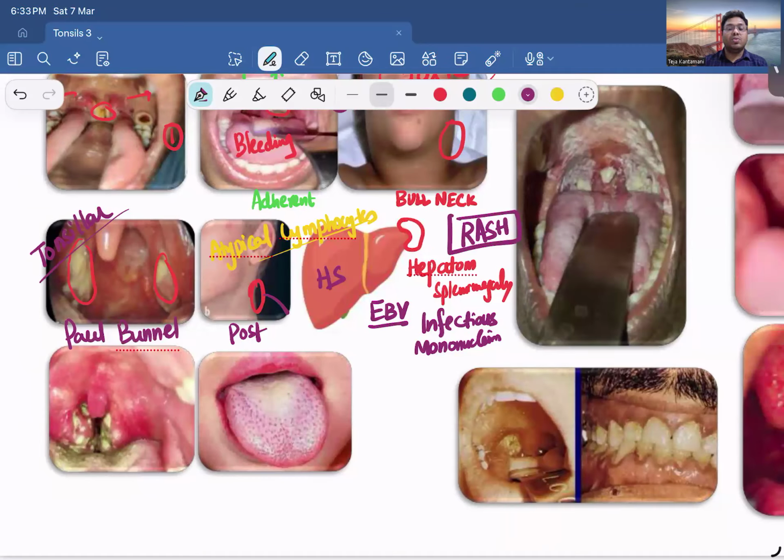So this condition is known as infectious mononucleosis, and it is caused by Epstein-Barr virus. Treatment is supportive because it's a viral condition.